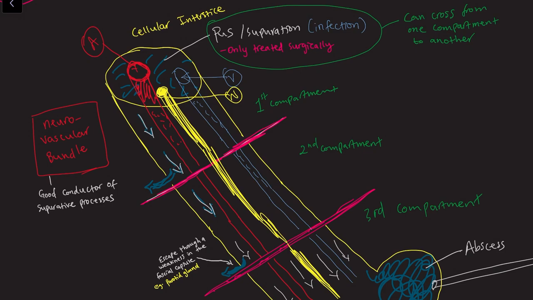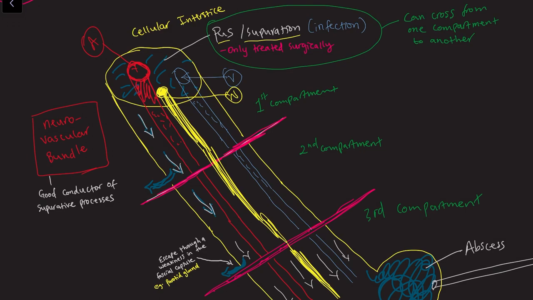In the cellular interstices, the fat pad, the cellular space. This is a cellular space, right? Which is filled with cellular interstices, which is fat. You can have an infection there. You can have an infection in the cellular interstices. This infection can result in pus formation, also known as suppuration, right? And this suppuration can only be treated surgically.